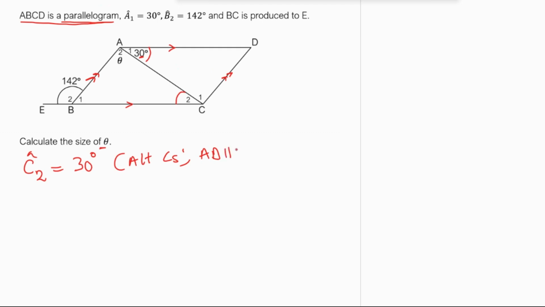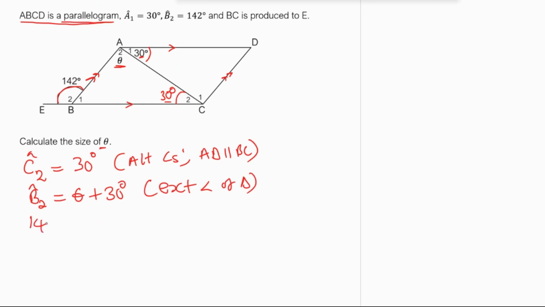AD is parallel to BC. So this is 30 degrees. And then from there, we can see that angle B2 is equal to angle theta plus angle C2, so it's going to be theta plus 30 degrees. This is the exterior angle of the triangle. B2 is 142 degrees. Then we transpose: 142 degrees minus 30 degrees is equal to theta, meaning that theta is equal to 112 degrees.